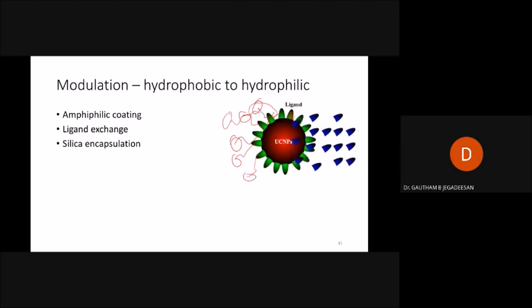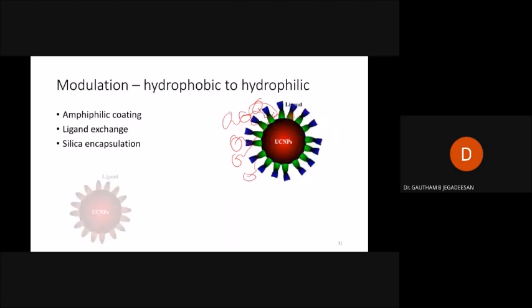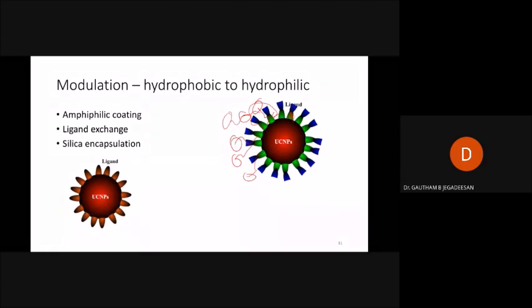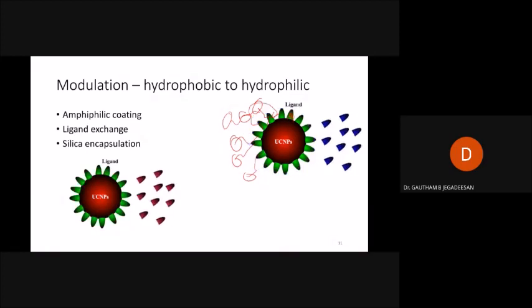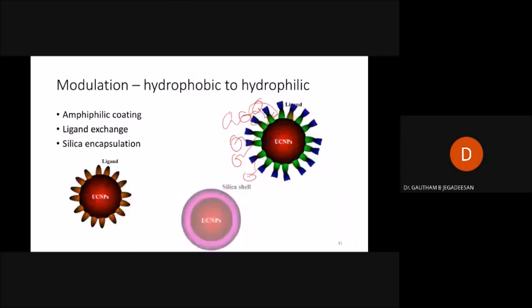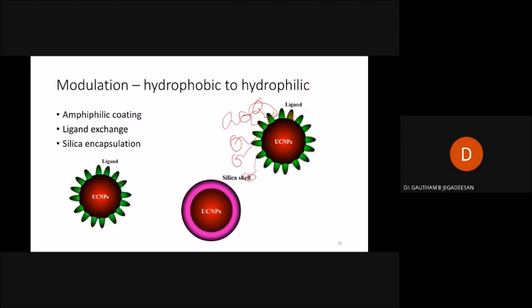The second one is ligand exchange, in which similarly there will be an oleate group on the surface. Now you can introduce another ligand group which can exchange that oleate group, right? And the third one is silica encapsulation, in which an organic silica precursor can be introduced. That will get condensed and polymerized on the surface. It will become a silica shell on top of the upconverting nanoparticle.